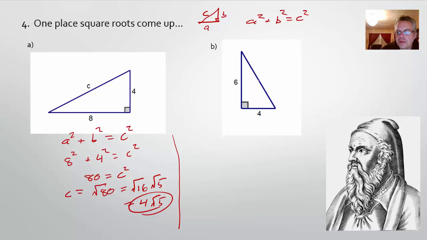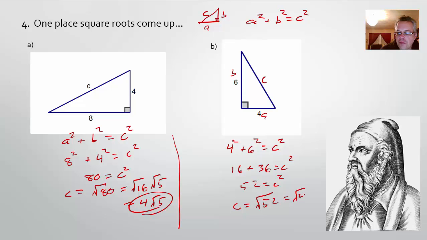Okay, let's do this one. This is c. So we have a squared, I'll let this one be a, plus b squared, I'll let that one be b, equals c squared. So 16 plus 36 equals c squared. We get 52 is c squared. So c is the square root of 52. Again, gotta try to simplify. That's square root of 4 times square root of 13.